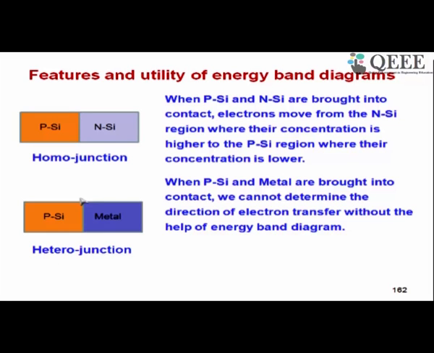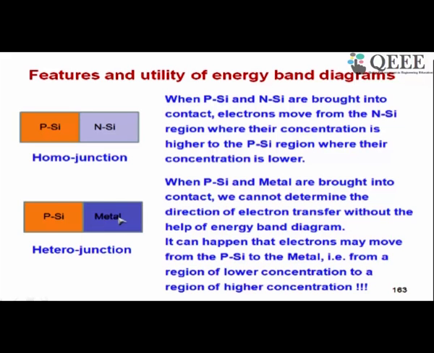Now this is where we need the energy band diagram, because we need to understand which side's carriers have a higher energy. It is possible to have higher concentration but lower energy if your material is different. This can be shown with an energy band diagram, that electrons may move from p-type silicon to metal, that is, from a region of lower concentration to a region of higher concentration. So if you want to appreciate this, you have to go to the energy band diagram.